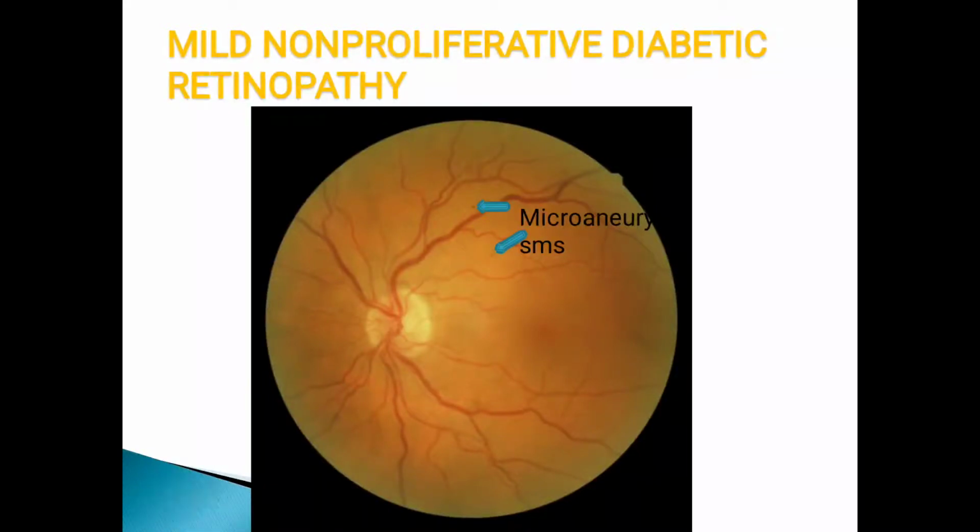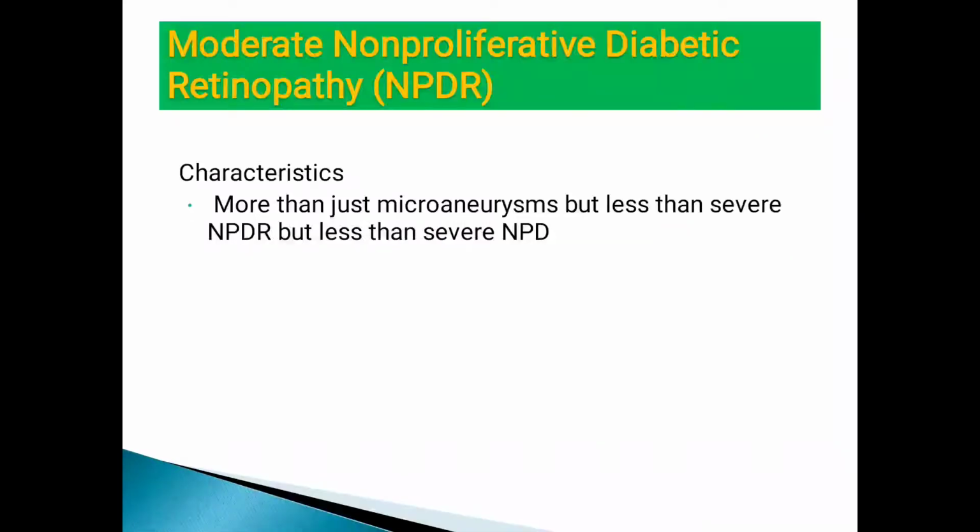So how to confirm it? We can confirm it by doing fluorescein angiography, in which the blood vessel wall will be delineated. In moderate NPDR, there is more than just microaneurysms, but less than severe NPDR.